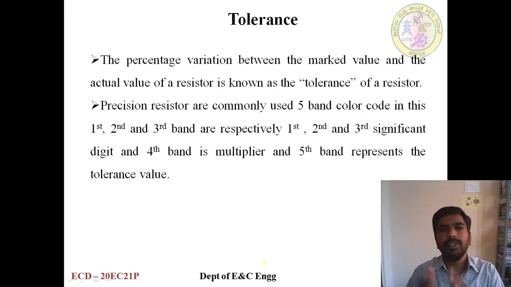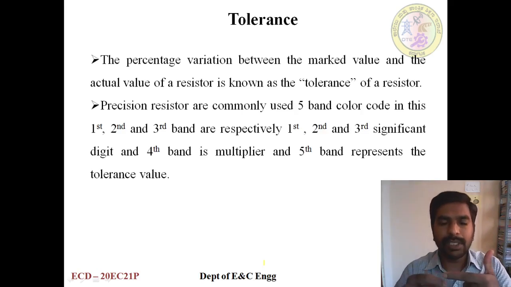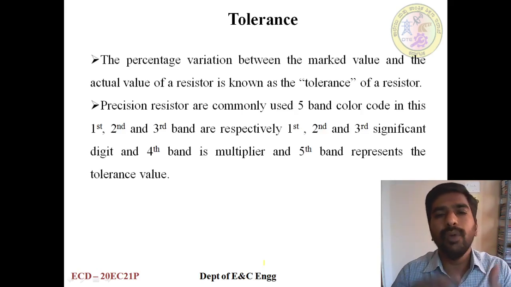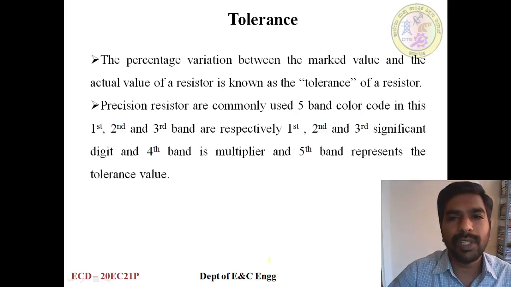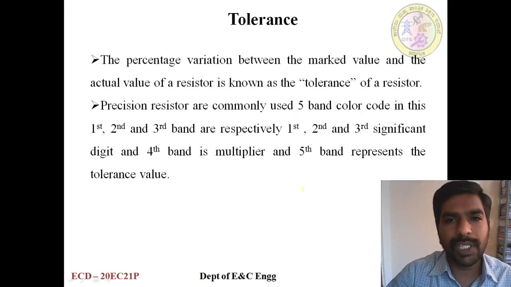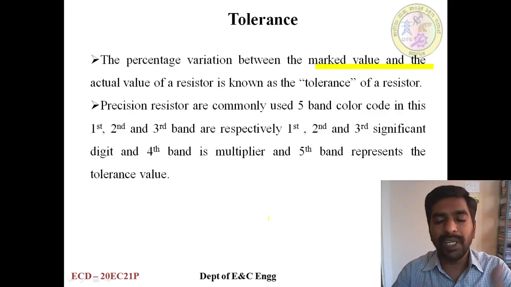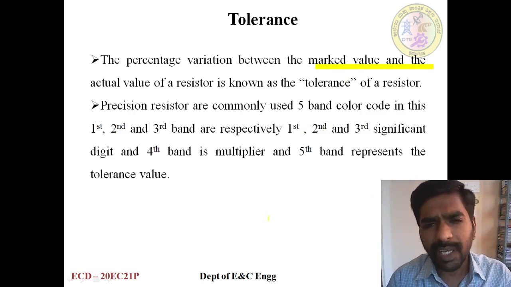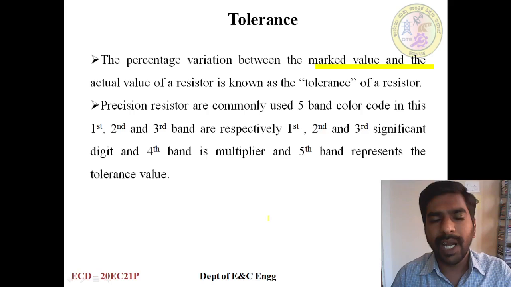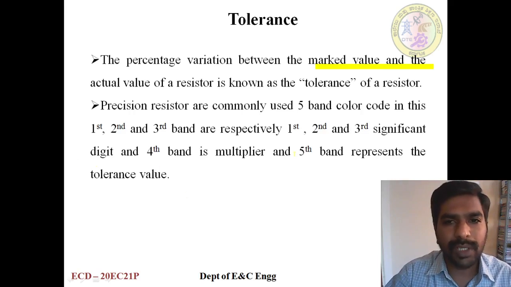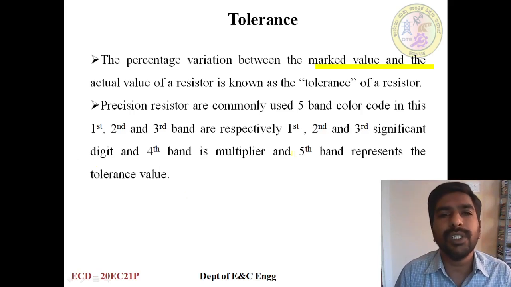That says about the region. That means each resistor may vary; there may be a chance of the resistance value varying while using. That can be mentioned with the help of tolerance. It is the percentage variation between the marked value and the actual value. The marked value means what is printed on the resistor body during manufacturing, and when we connect it using the ohm meter, or while we are using it in a circuit, there may be changes in the value. That difference we call tolerance.